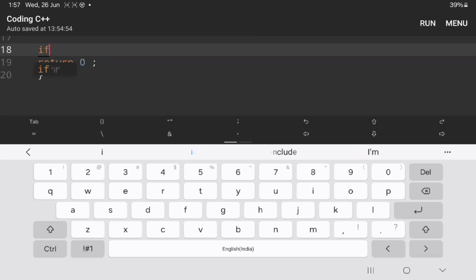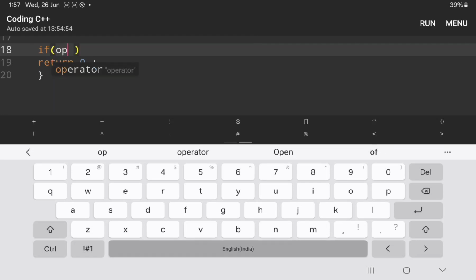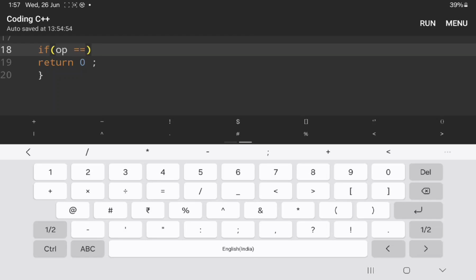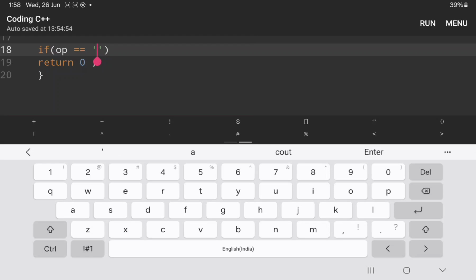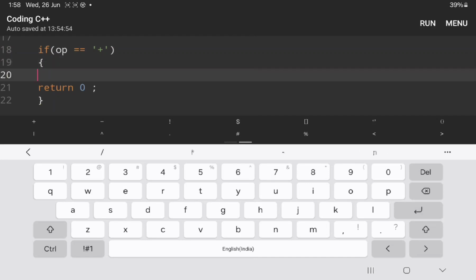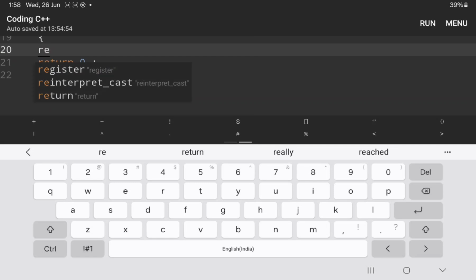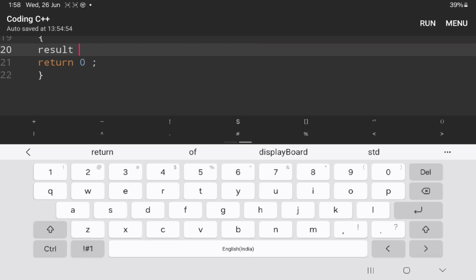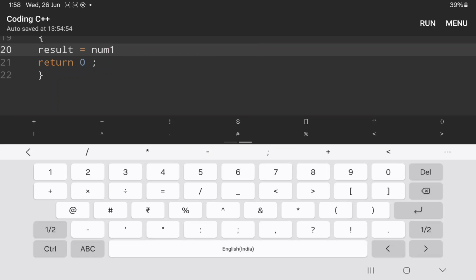to write if, in braces, you are going to write if op, and you write equal to, which means currently we write two equal signs, that means equal to, and in quotes we write plus, and in curly braces, in the open curly brace you want to write result equal num1 plus num2, semicolon.